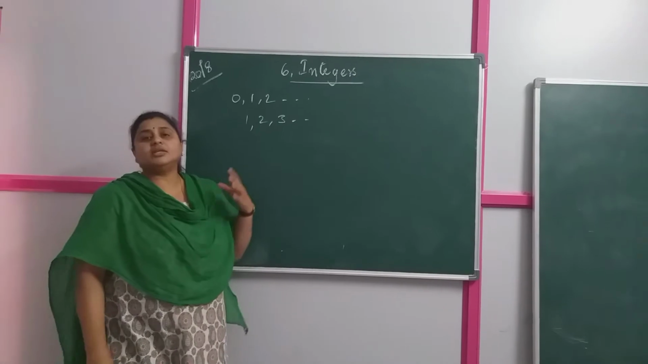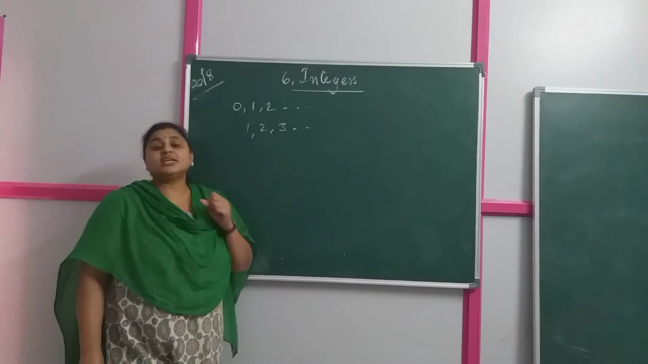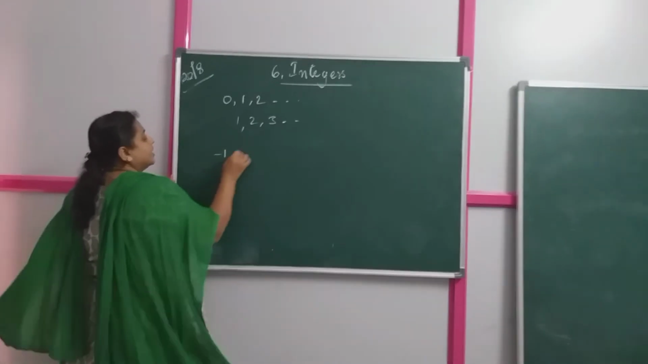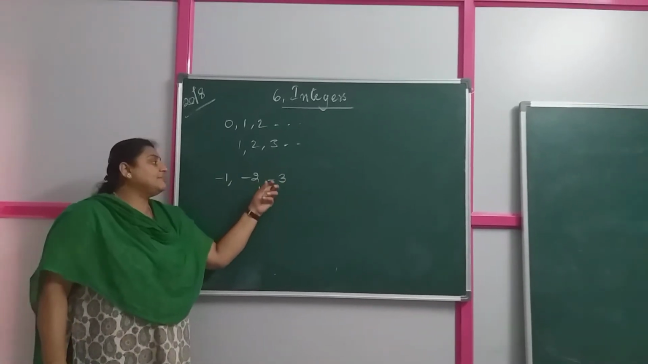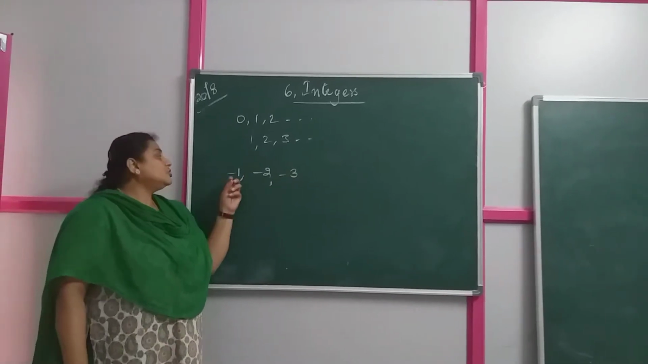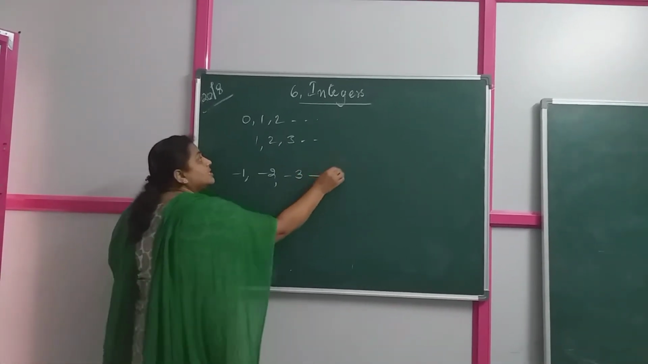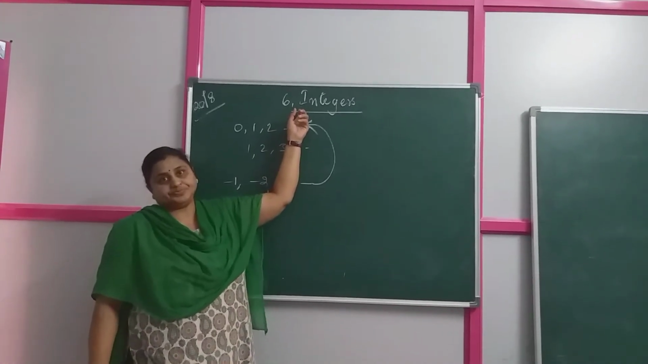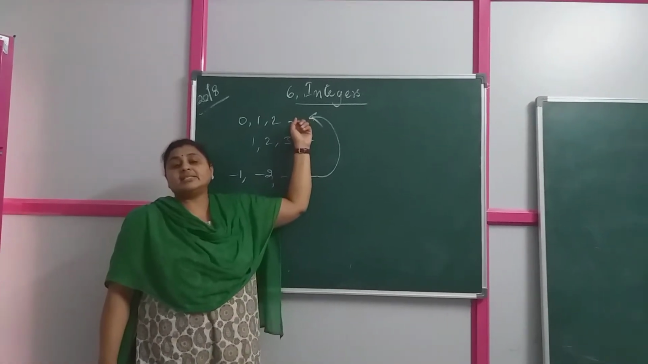These integers are the new numbers. They are attached with the basic operations like plus or minus. Suppose I have -1, -2, -3. What I am doing to the counting numbers is giving the negative sign or positive sign. So these new numbers along with the whole numbers are called the integers. Got it, children?